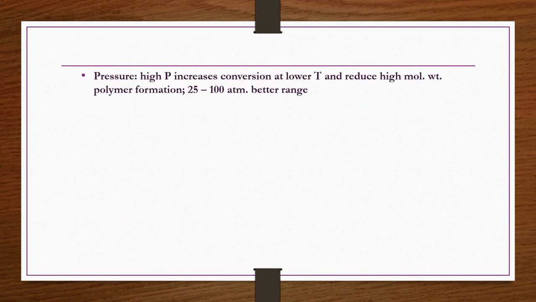Pressure: high pressure increases conversion at lower temperature and reduces high molecular weight polymer formation. You want polymer gasoline formation, but with very little or negligible high molecular weight polymers, because this process itself is a polymerization process. If you do not control the process conditions properly, then high molecular weight polymers may also form. So, you have to do the polymerization so that only dimers or trimers form, but not high molecular weight polymers. If you use high pressure, it is better to control the formation of high molecular weight polymers. For that, 25 to 100 atmosphere range is found to be better.